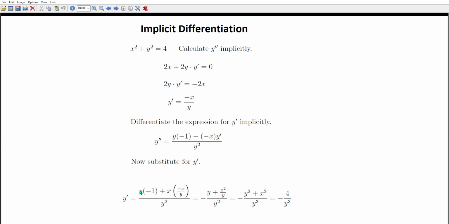And we get y times minus 1 plus x times, now that we've substituted in for y prime, the minus x over y, all over y squared. Now there's a negative here, there's a negative here, so we factor that out in front. Now we want to clear this denominator in the top, so we multiply top and bottom by y. We pick up a y squared plus x squared over y cubed. And now x squared plus y squared is 4. So this x squared plus y squared gets replaced by a 4, and our final answer is minus 4 over y cubed.